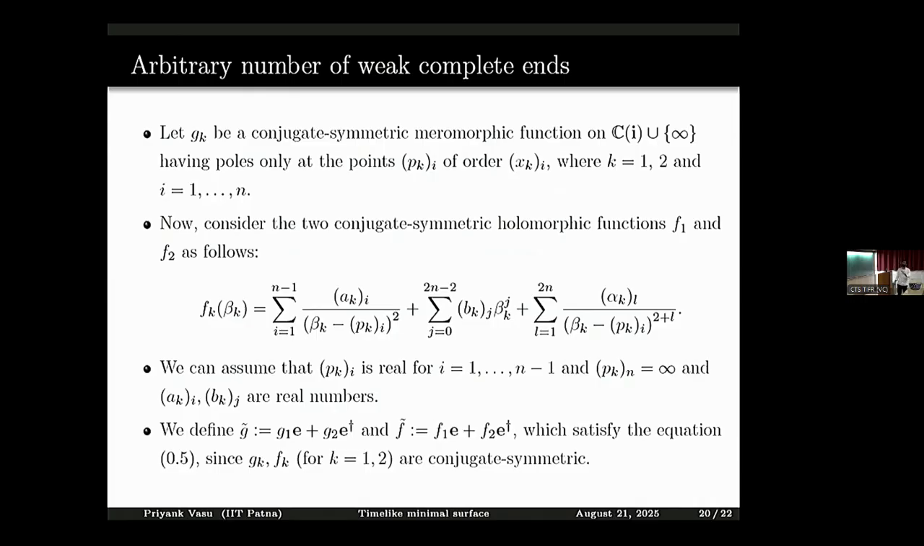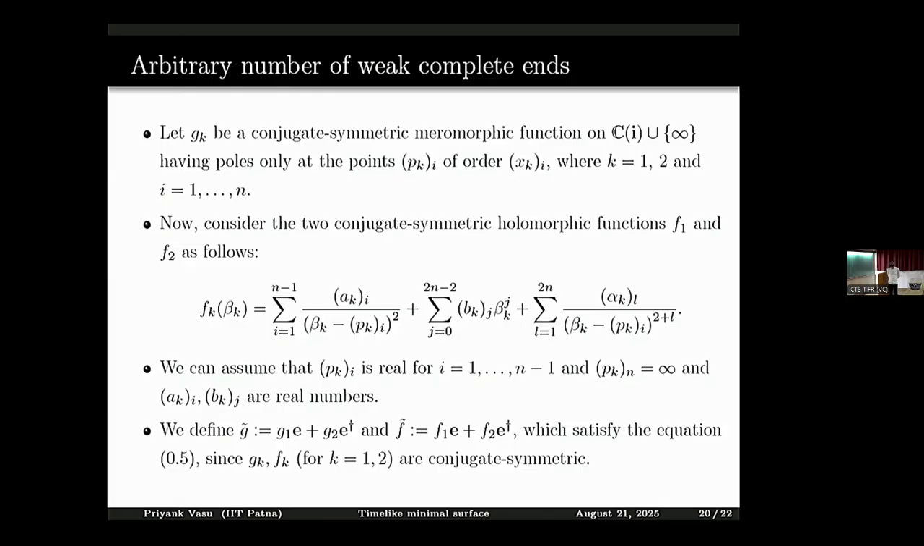The construction shows that if we have two maximal maps where the Weierstrass data is conjugate symmetric, then we can define the bicomplex extension to that, which is G tilde, G1 e plus G2 e dagger, and F tilde, which is F1 e plus F2 e dagger, where G1, F1 and G2, F2 are Weierstrass data for maximal surfaces plus the additional condition that they are conjugate symmetric. Then the restriction of G tilde and the restriction of F tilde will give us the Weierstrass data for a time-like minimal map.